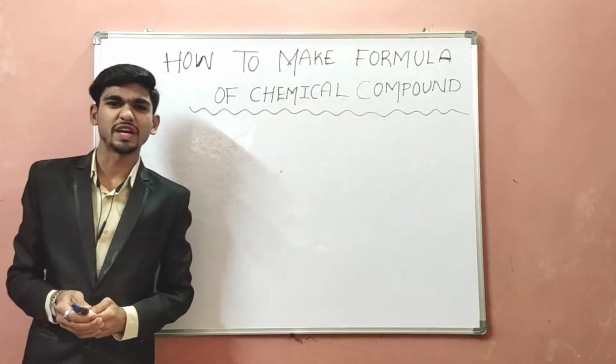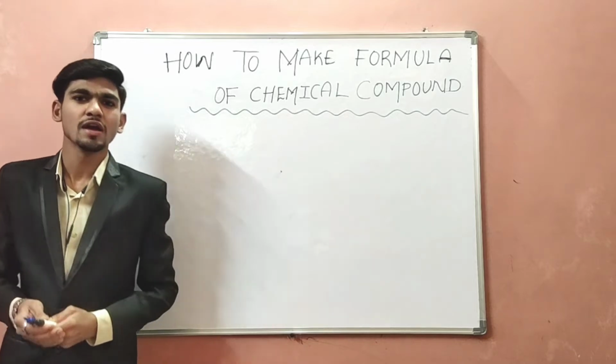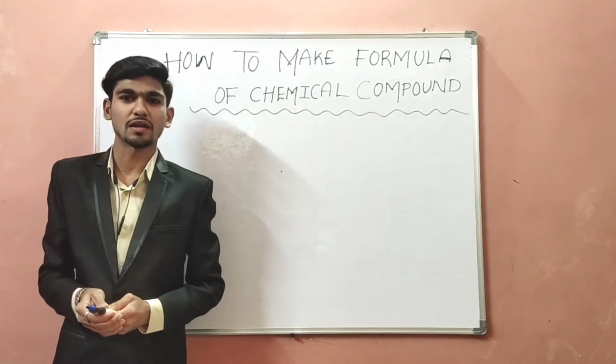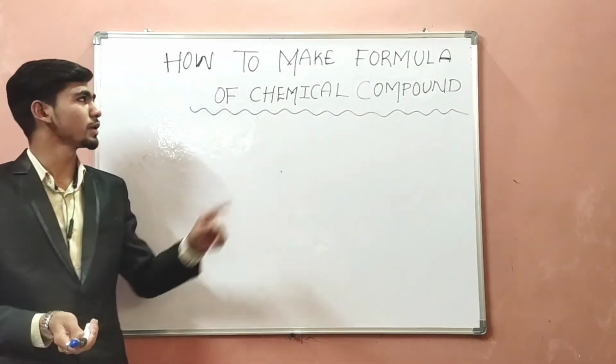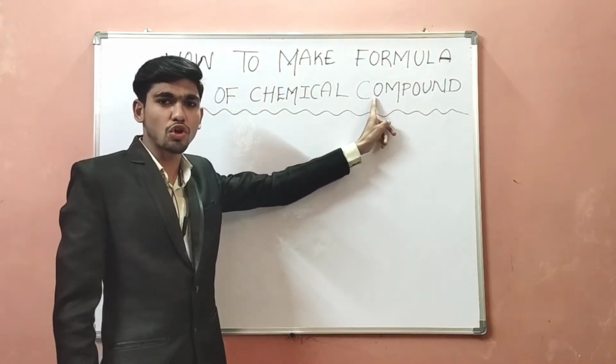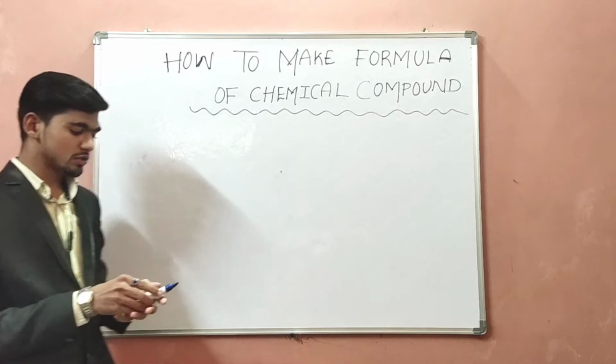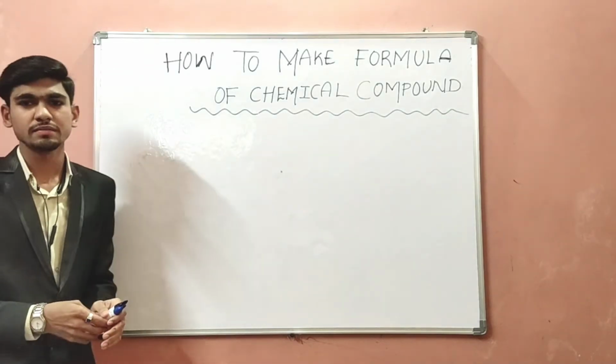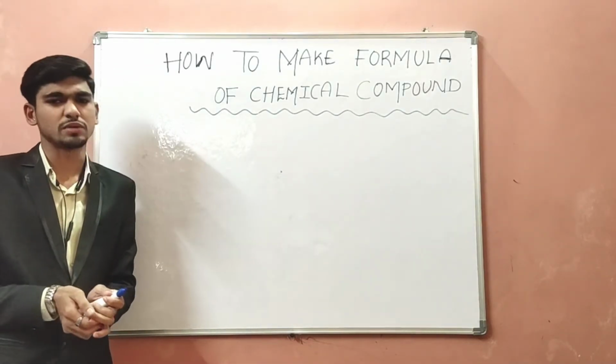Welcome to my channel. In today's session, we are going to discuss how to make the formula of a chemical compound. Before getting to our topic, first of all, we must know what is meant by a compound. So my dear friends, a compound is nothing but the bond of two dissimilar atoms.